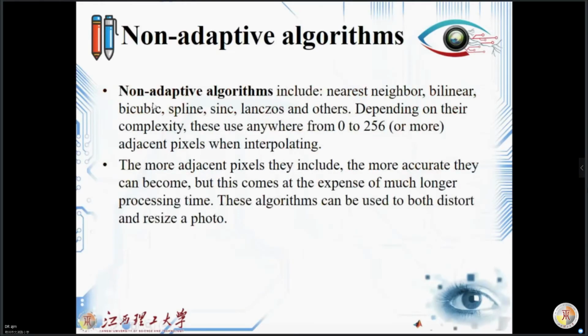In non-adaptive ones, we can include some methods like nearest neighbors, bilinear, bicubic, spline, and others, which depend on their complexity. These use anywhere from 0 to 256 or more adjacent pixels when interpolating. The more adjacent pixels they include, the more accurate they can become. But this comes at the expense of much longer processing time. These algorithms can be used to both distort and resize images. Then, if I have to distort or resize the photo, a non-adaptive algorithm will be a good interpolation approach.